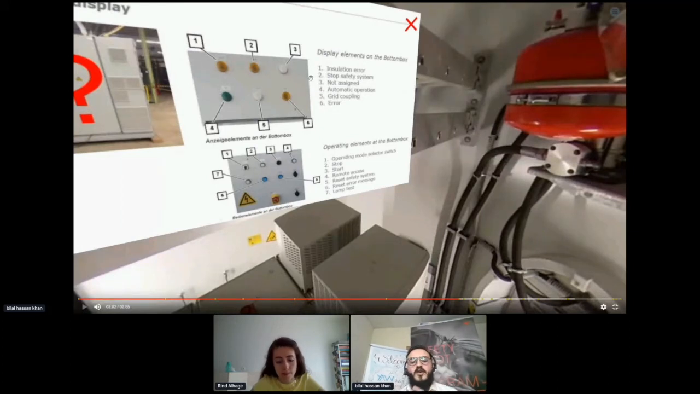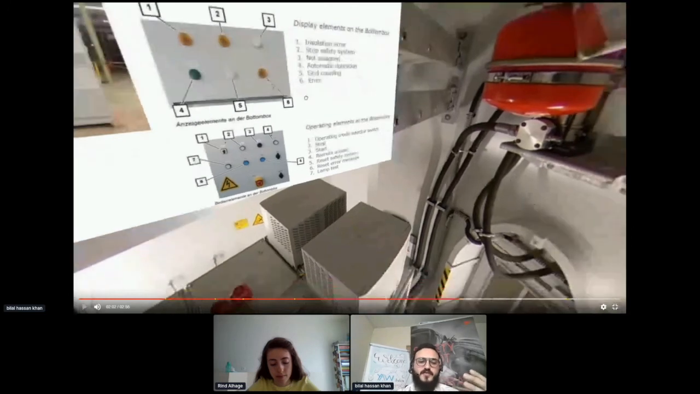These lights indicate some kind of error or abnormality, and whether the turbine is normal or not. This indication, like the installation error and safety error, and if the turbine is in automatic mode, the number 4 light will blink. Start, and whether the grid coupling is connected with the grid or not, and if there are any errors. These lights give us information about the status of the turbines.